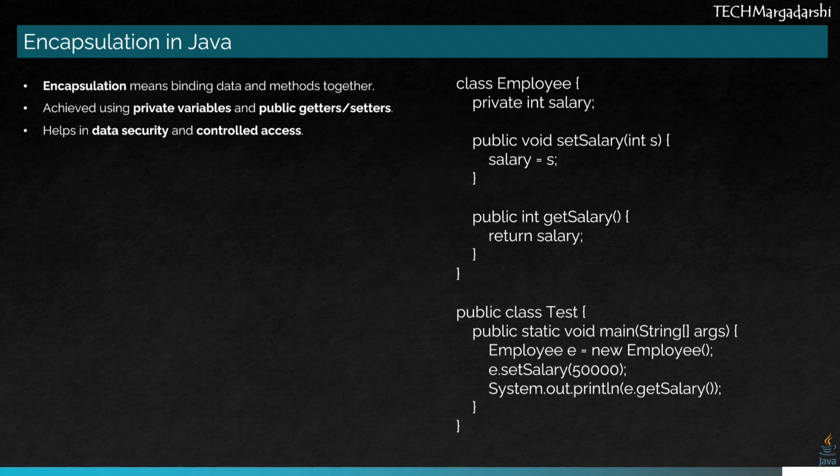Now let's look at the Test class. Inside the main method, we create an object of the Employee class. We set the salary using e.setSalary(50000). We retrieve the salary using e.getSalary and print it. This way, direct access to data is restricted. Data is modified only through methods. Security and control are maintained. So, encapsulation helps in data hiding, security, and better code maintenance.